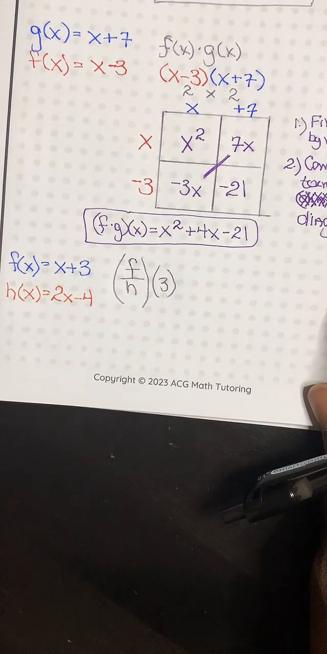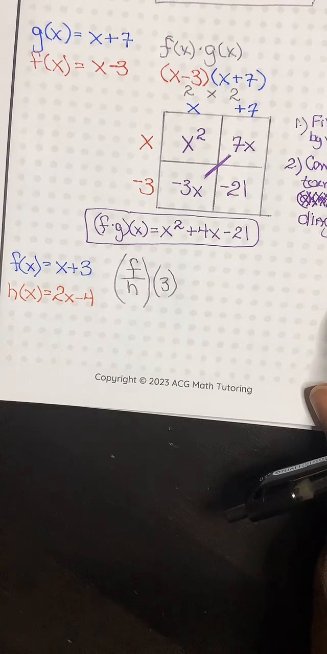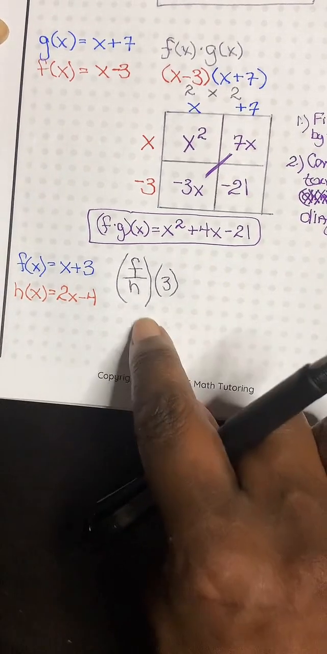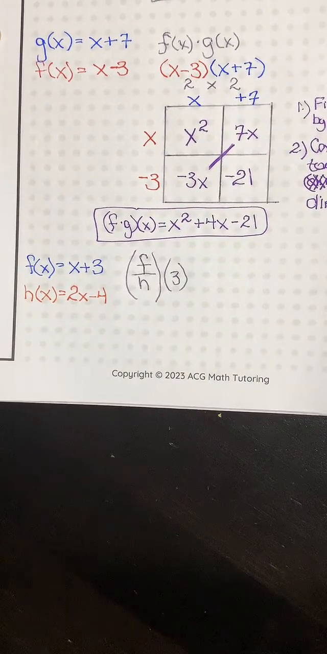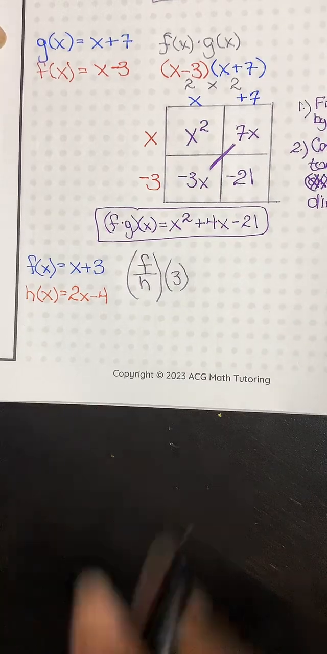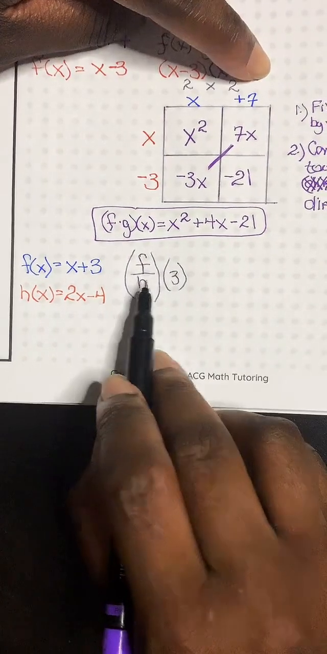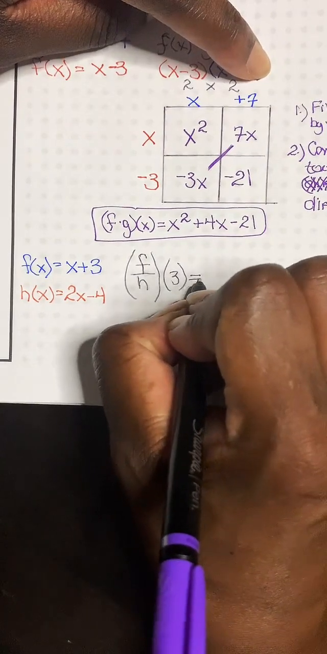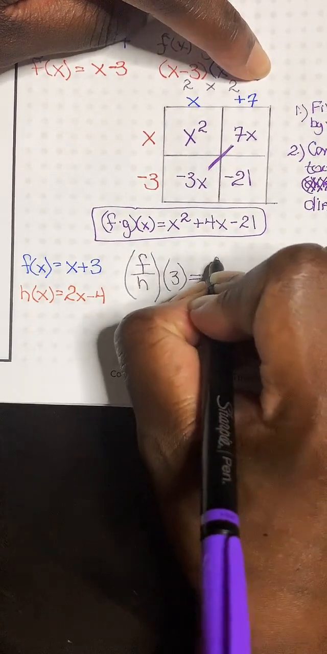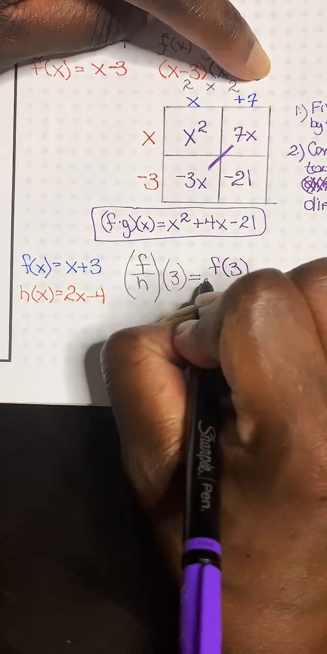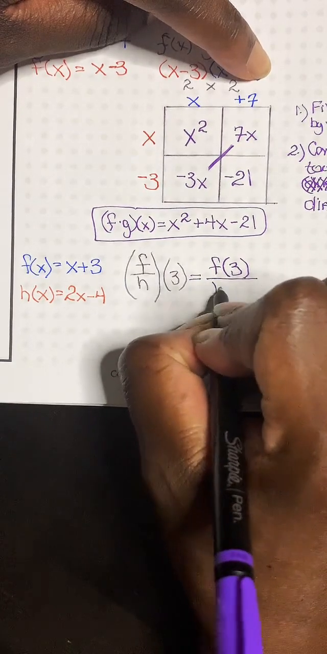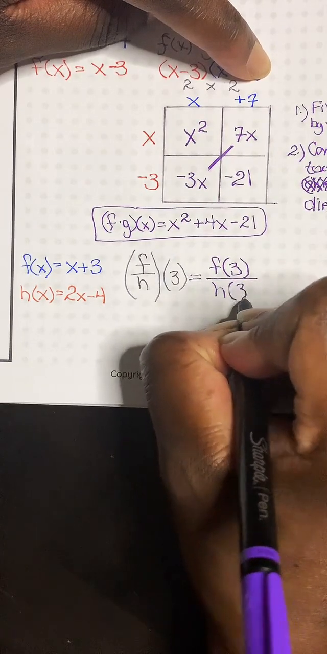Okay. All right. So now we're doing division. So let's not freak out. It's okay. Breathe. You do not have to put your head between your knees. If you want to, you can simply say, I have my f function of 3 divided by my h function of 3.